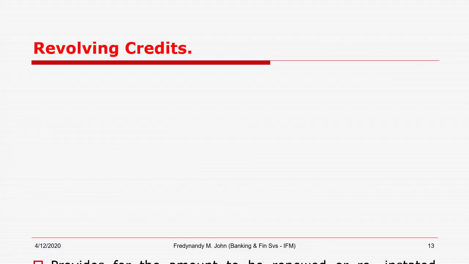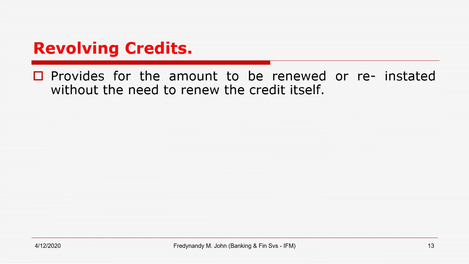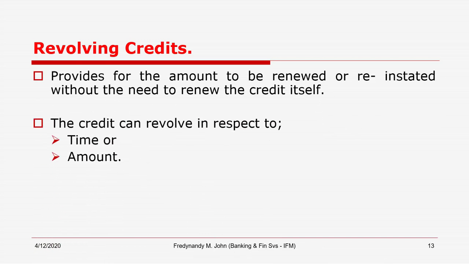Another type of letter of credit is the revolving letter of credit. The revolving letter of credit provides for the amount to be renewed or reinstated without the need to renew the credit itself. The credit can revolve in respect to time or amount. Let me explain this by giving you an example. Let's assume that you have Company A, which happens to be a supplier of Company B. And Company A has entered into a contract to supply Company B on a quarterly basis, that is 4 times in a year.